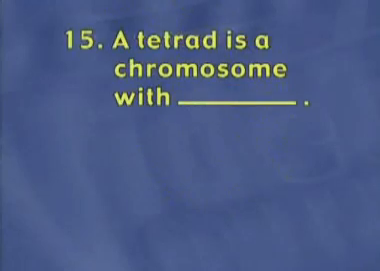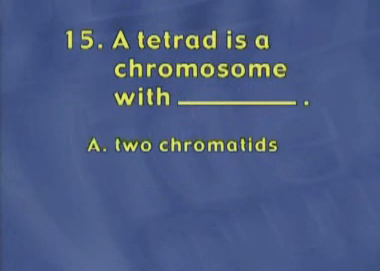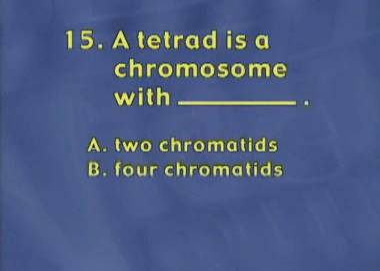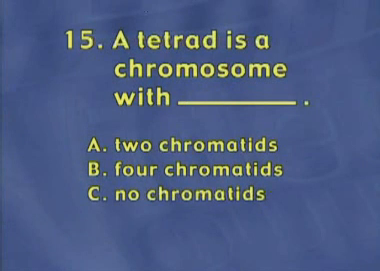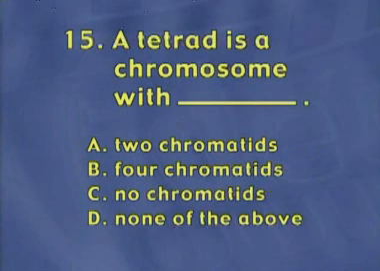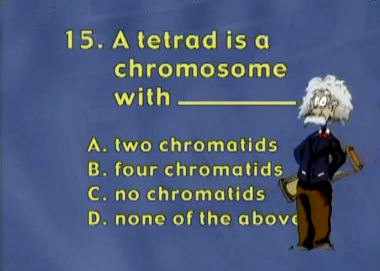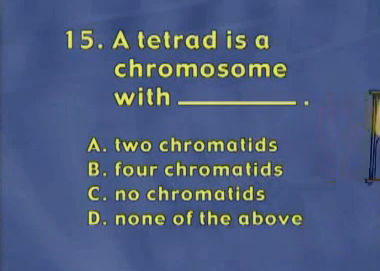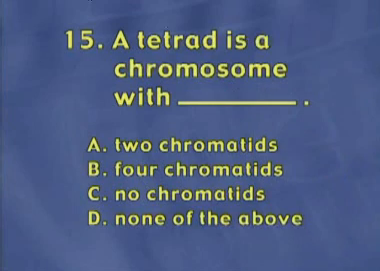A tetrad is a chromosome with A, 2 chromatids, B, a chromosome with 4 chromatids, C, a chromosome with no chromatids, or D, none of the above. Okay, write down your answer. Very interesting. What do you think? Write down your answer and I may stay out of my bottle a little longer.